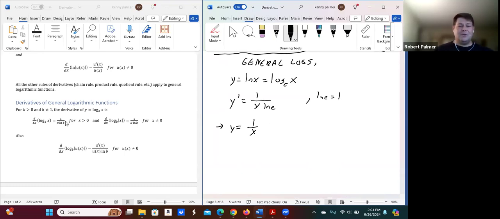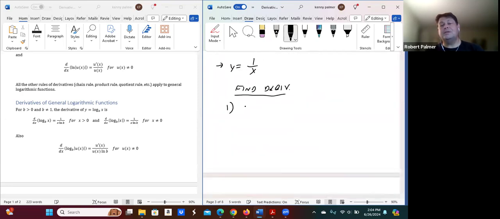But the most common log you're going to use is the natural log, so that's why it's most important to know that one. Just a quick example or two of this. These are pretty straightforward, just doing the same thing. Let's find the derivative of a couple.